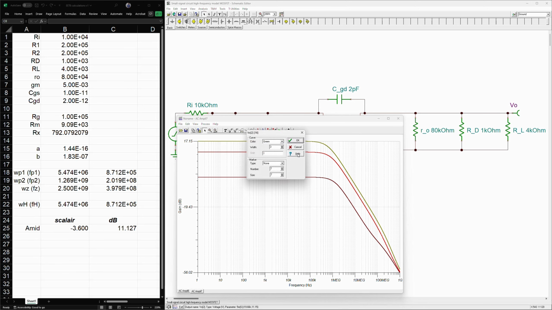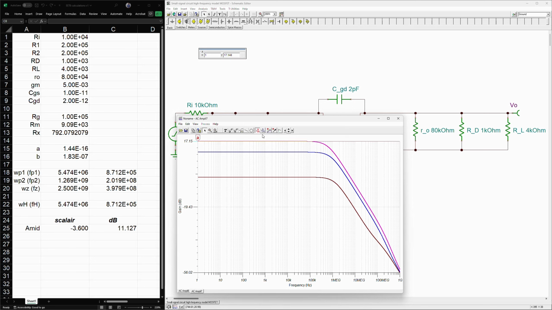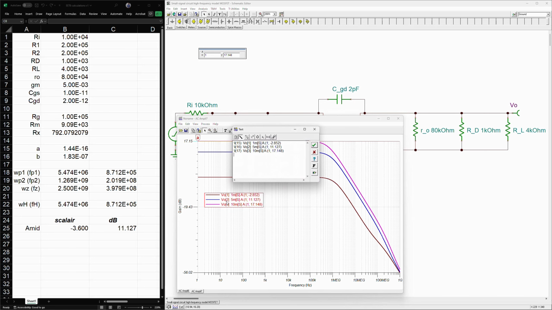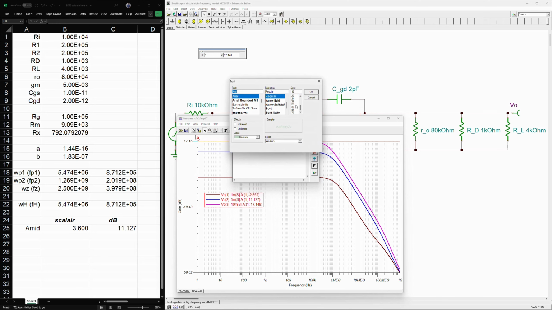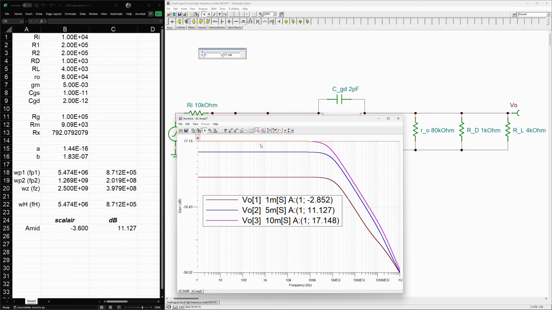Well, this one, the green one, is our original, so let me again make that blue so we can recognize this clearly. This one is our case. Let me also make that pink so everything is visible. And I also would like to label everything and see directly the gains for each scenario. That's actually my purpose here. So you see here, the pink one is for the case where you have 10 millisiemens for our GM. And that is also the highest DC gain or the midband gain, which in this case is 17.15.